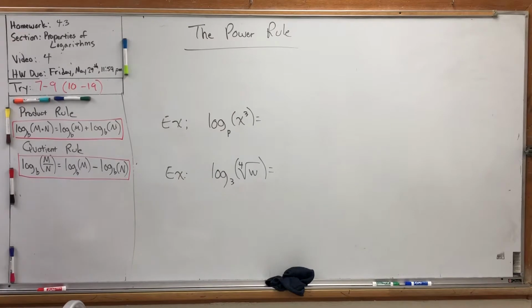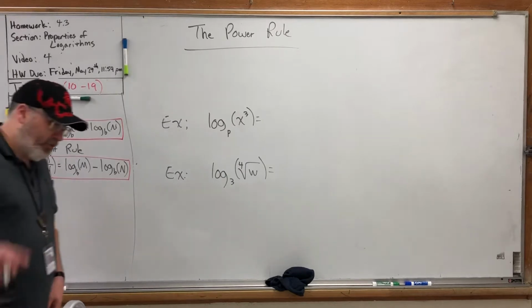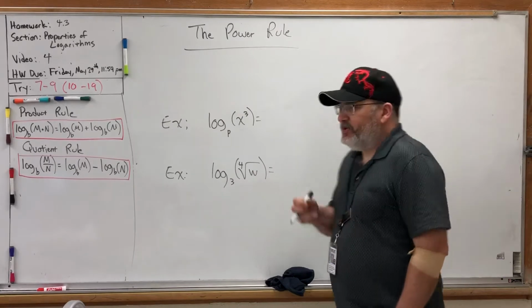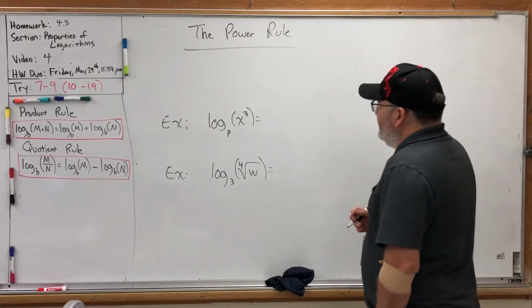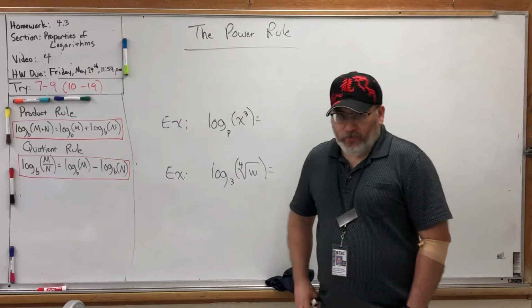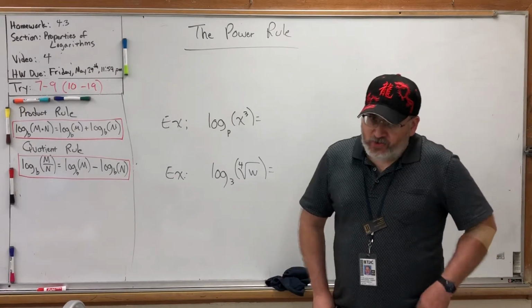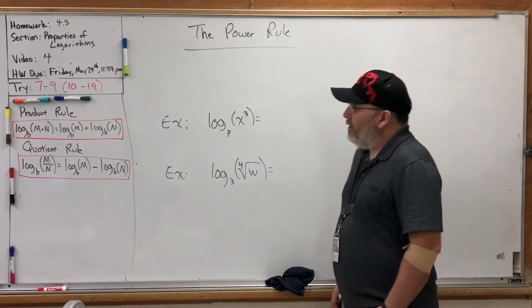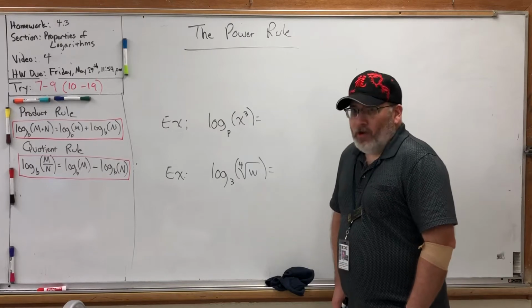The following video is directly associated with questions 7 through 9 on your homework and is also incorporated in questions 10 through 19. You'll notice we've got the product and quotient rule summarized here, but there's one more rule that we're going to see now and one more at the end of this video series. The next rule is the power rule. Just like the product and the quotient rules, there are calculus versions. So there's a calculus version of the power rule. To be more descriptive, we could call it the power rule for logarithms.